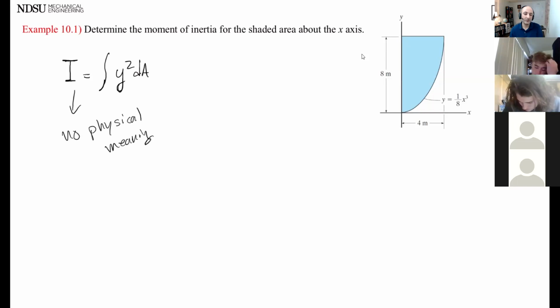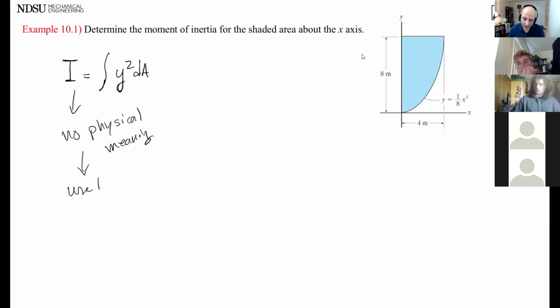Doesn't mean anything. You cannot define it the way we define force or moment. Moment, we say, is a tendency for rotation. Friction is a resistance against movement. Tension, you can understand. Compression, you can understand. This one doesn't have any physical meaning.